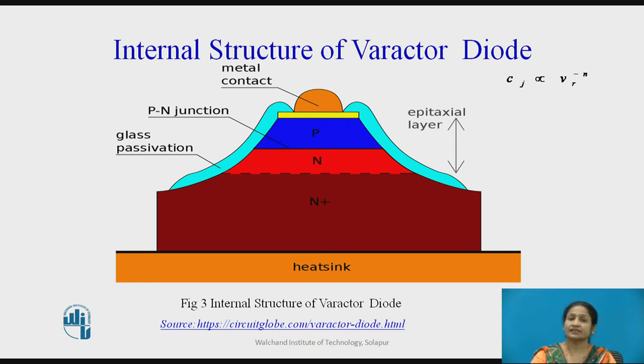As we said, the junction is created at the P type and N type layers, and that junction acts like a capacitor, and that capacitance directly depends upon the applied voltage. The applied voltage is a reverse bias. It depends exponentially upon the applied reverse voltage. For example, the capacitance is proportional to D to the power minus 1. This is because as D increases, its value goes on decreasing.